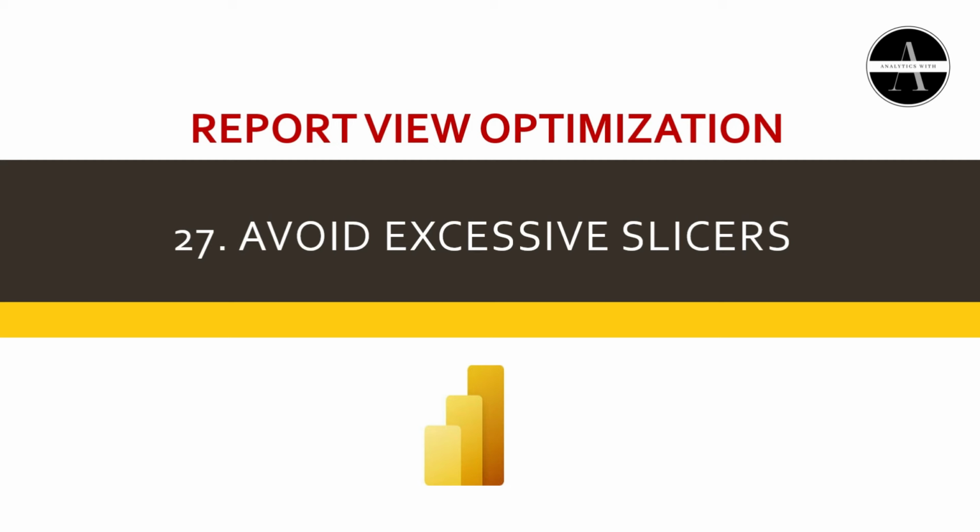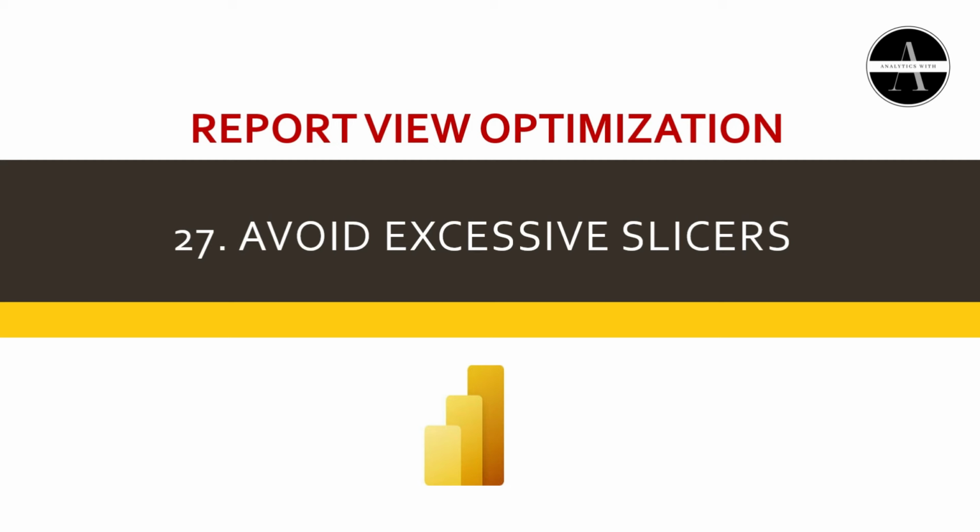Point number 33. Visual aggregations. Wherever possible, use visual level aggregations or summary data. Instead of showing detailed raw data in your visuals, display high level aggregated data like sum or averages. Aggregating data reduces query complexity, allowing Power BI to run your report much faster.